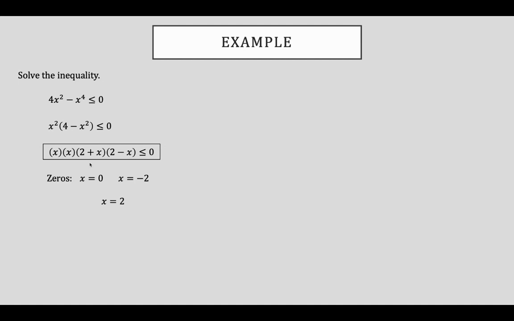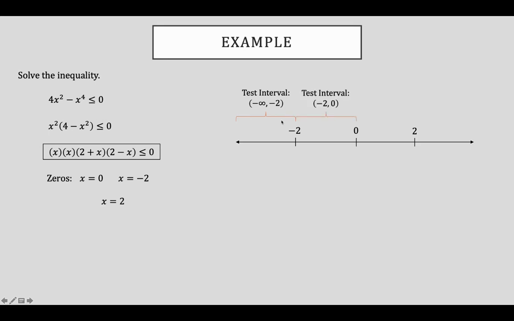Once we find the zeros, we want to plot them on a number line. Okay, we have negative 2, 0, and positive 2. This allows us to set up our test intervals. I need to test a number that's between negative infinity and negative 2, test a number that's between negative 2 and 0, test a number that's between 0 and 2, and test a number that is between 2 and infinity.